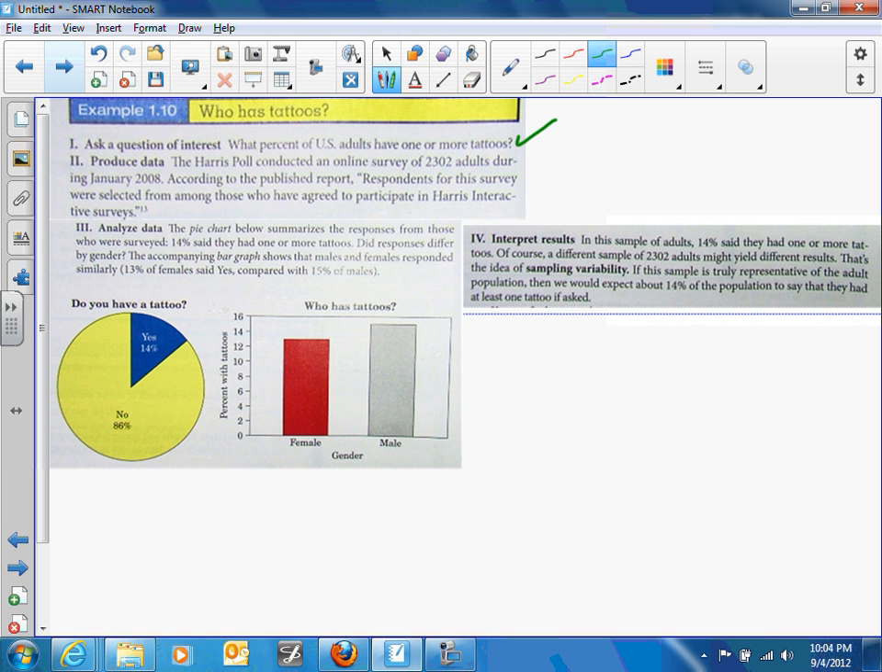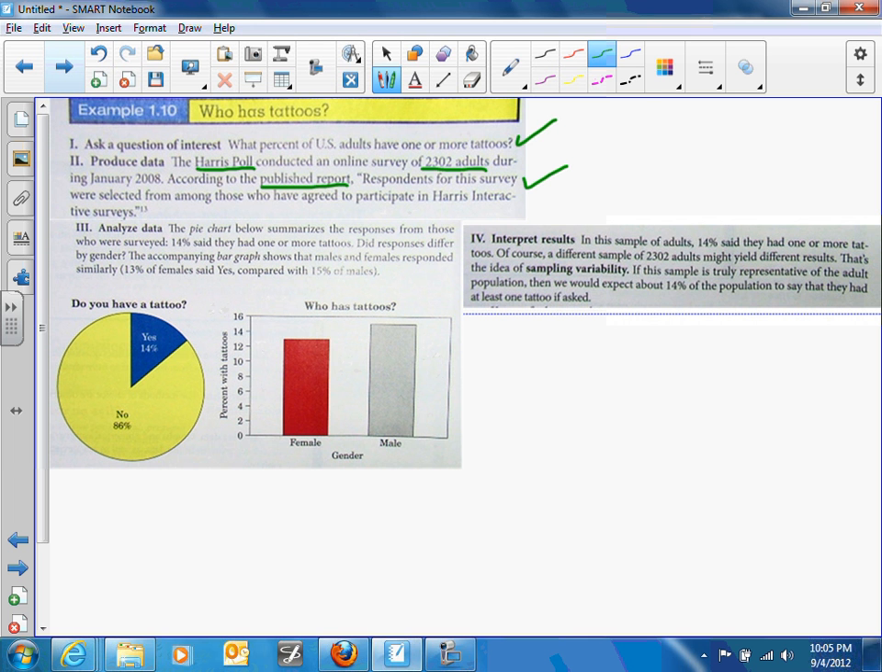The next thing you do, you either produce the data or you go research and see if someone else has produced the data. And in this case, the Harris poll, which you can Google, conducted an online survey of 2,302 adults during January 2008. Notice how specific they are in producing the data. According to the published report, okay, it is published, so therefore you can go check out some other published items as well. Respondents for this survey were selected from among those who have agreed to participate in the Harris Interactive Surveys. All right, so notice they have produced the data. So we've got the question of interest. Then we have gone and researched and found out where the data had already been produced.